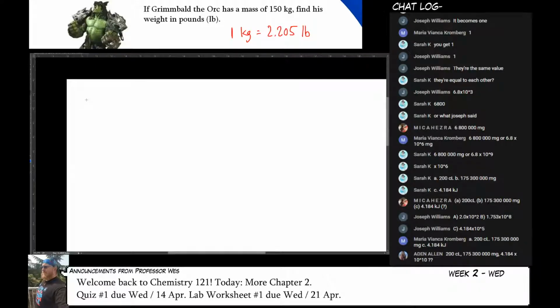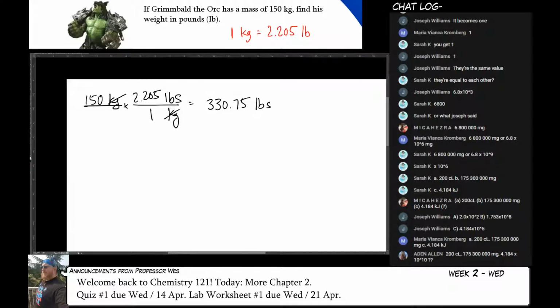Alright, so I have a mass of 150 kilograms. I know that my relationship is 1 kilogram equals 2.205 pounds. Well, if I'm going to go from kilograms to pounds, same strategy applies. I want to cancel this out, so something's got to get canceled right here. We'll turn it into pounds. And then I just put in the numbers. So it was 1 kilogram, 2.205 pounds. I multiply those together, and my calculator gives me 330.75 pounds.